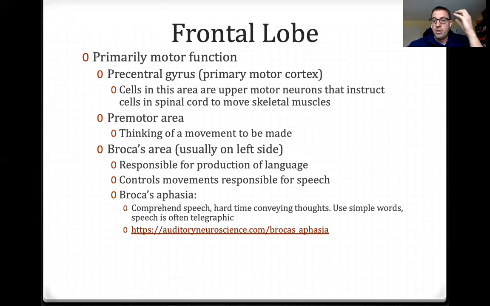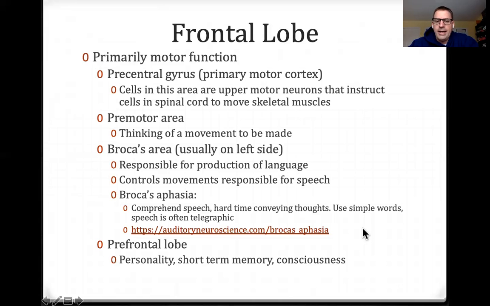If you get damage to Broca's area because there's a stroke that kills brain tissue in that area, or cancer, or you get a tumor that damages that area, or some kind of trauma, you can end up with Broca's aphasia, where you can understand what people are saying to you, but you can't produce speech that conveys what you're thinking. You end up using very simple words like thing and great, and it's really hard to communicate with other people. And so we'll take a look at what happens if you've got Broca's aphasia with your speech.